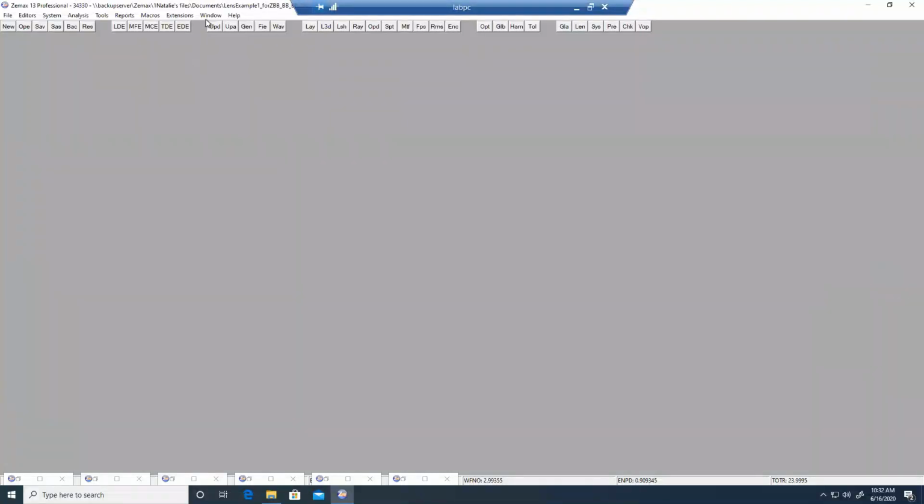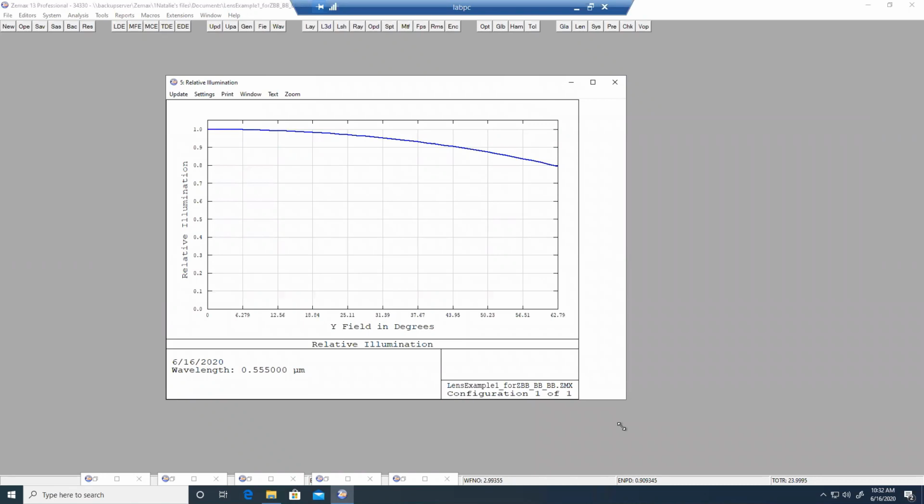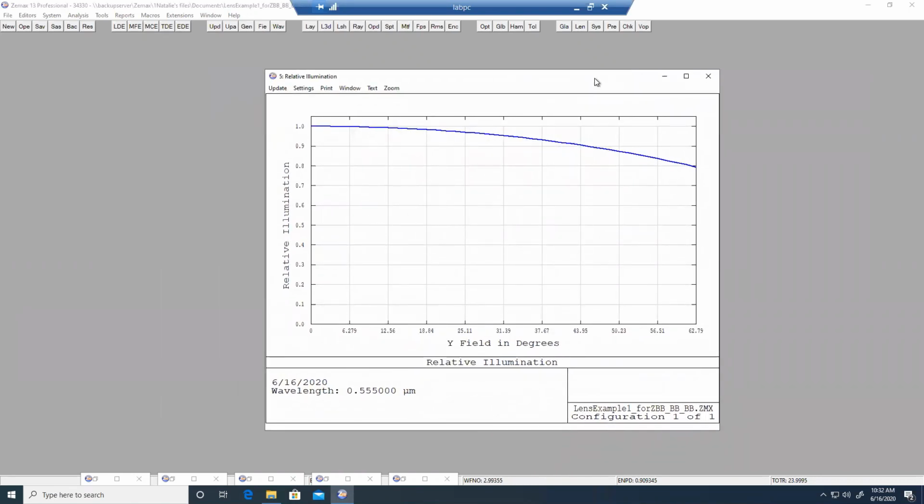Relative illumination. So the relative illumination is used as an indicator. It shows the efficiency of transmitting the light from the center of the lens to the edge. As the name implies, it is relative. It's not an absolute measurement.